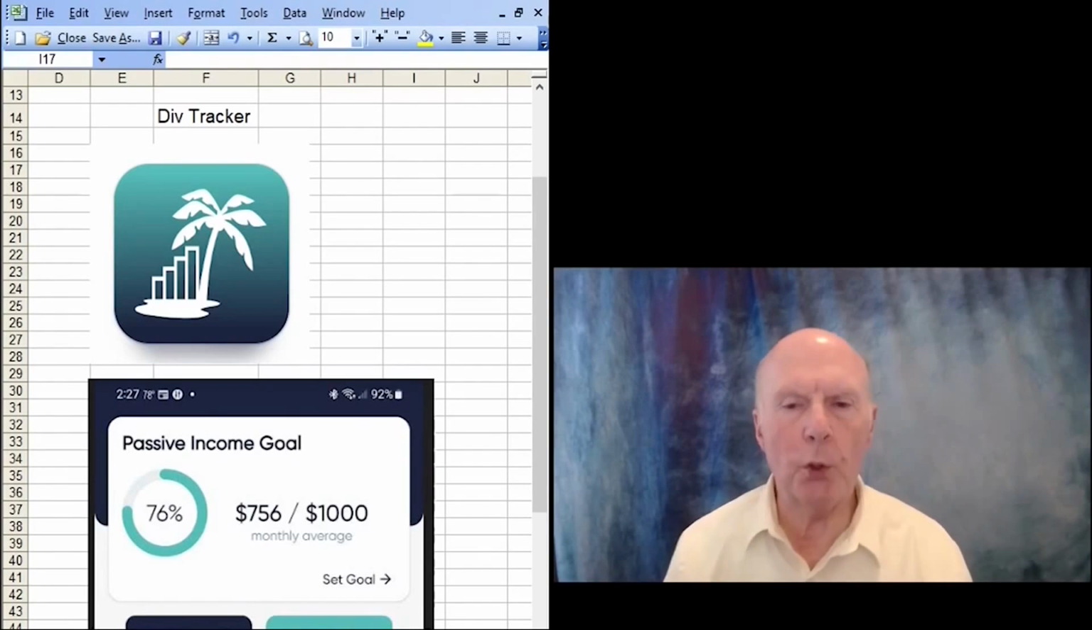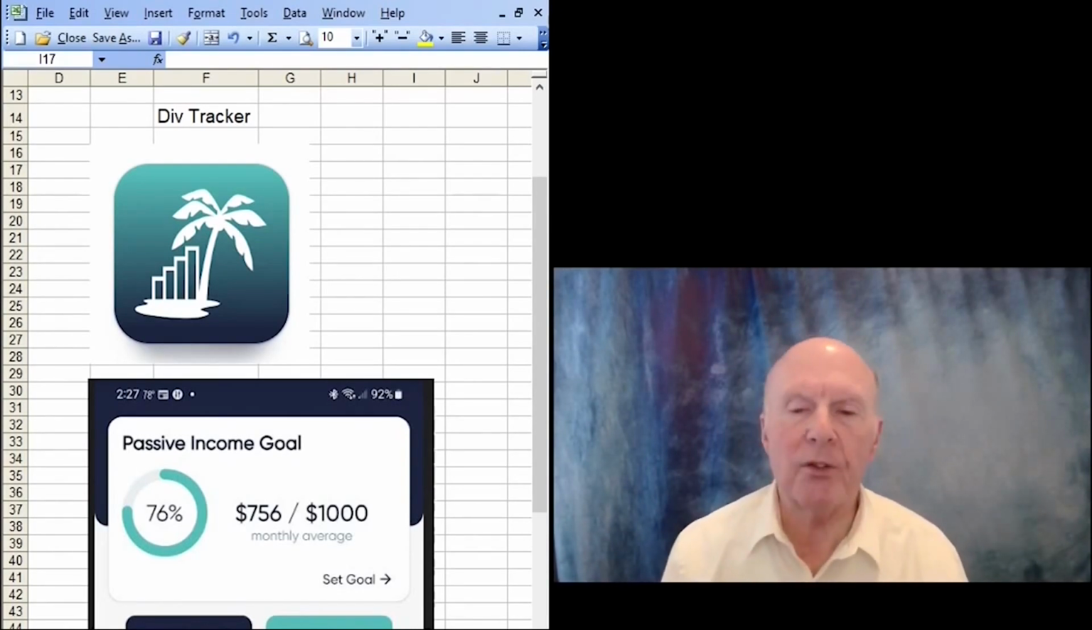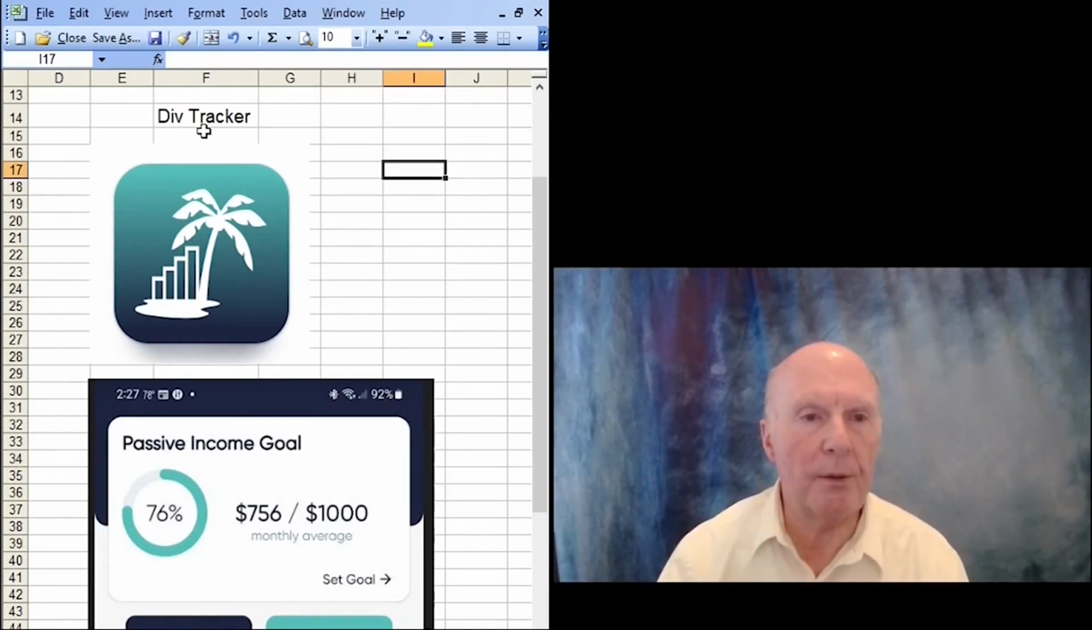Okay, so the next tool I want to show is one I use on my phone. I use it on my Android phone. I think they've got an app also for Apple. I'm not sure. I'm not an Apple user, but for the Android phone, it's called Div Tracker. So if you look here, you see the name Div Tracker. That's what it's called if you go to the Google Play Store.